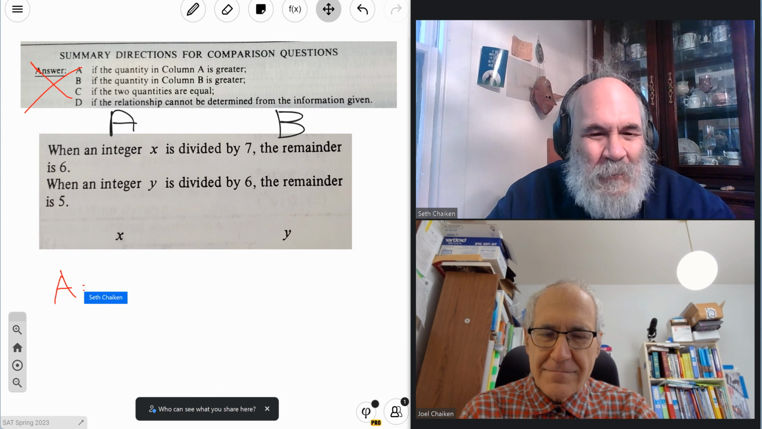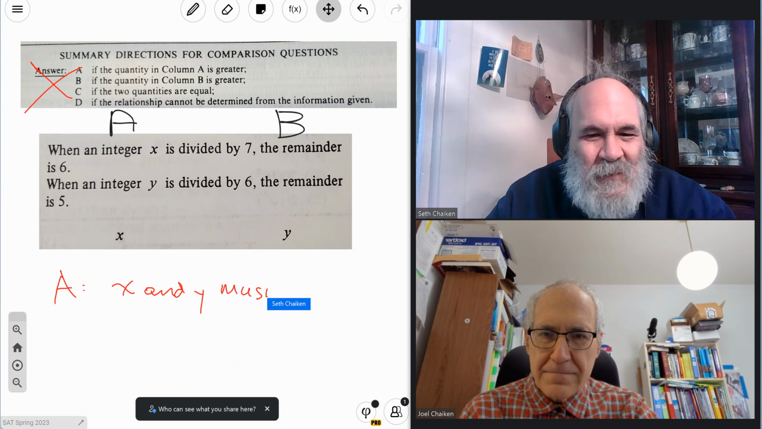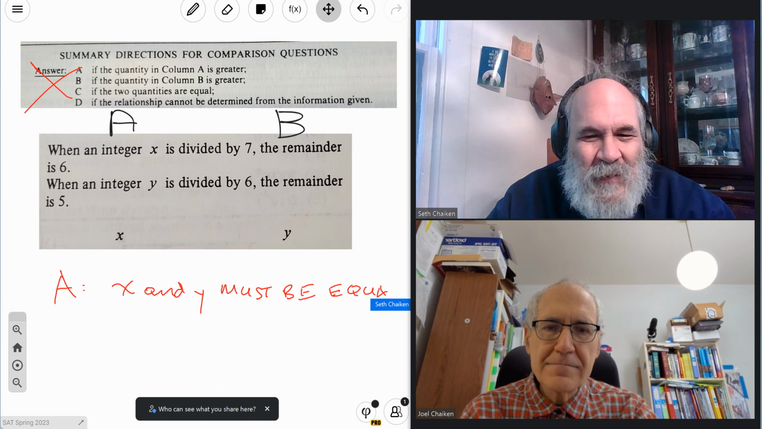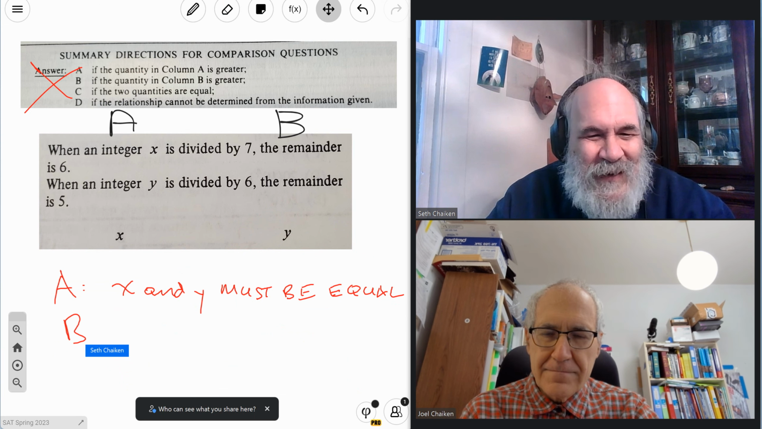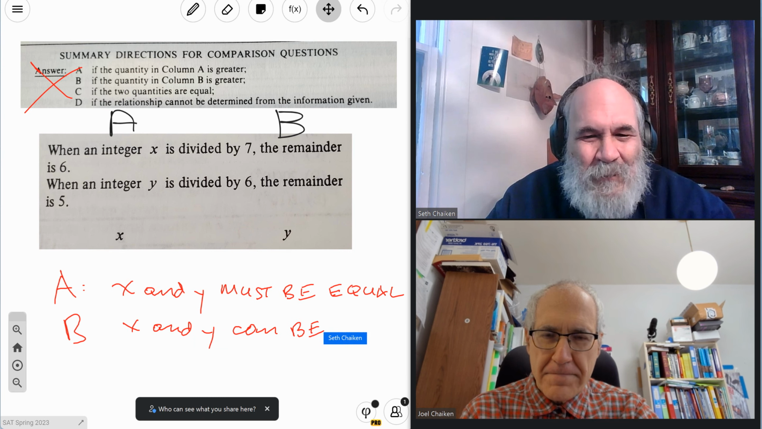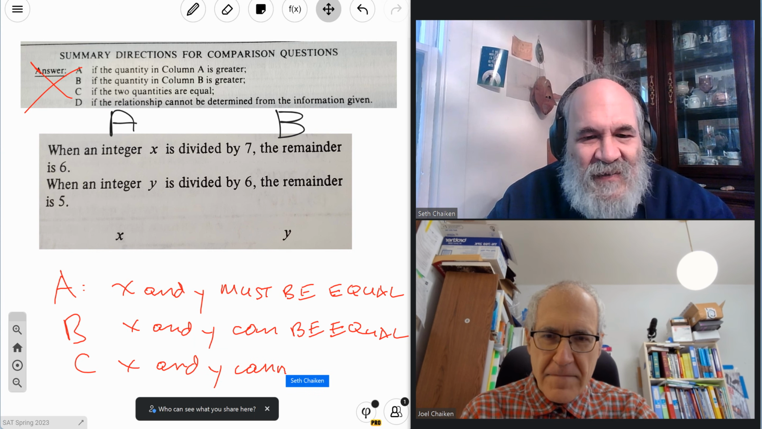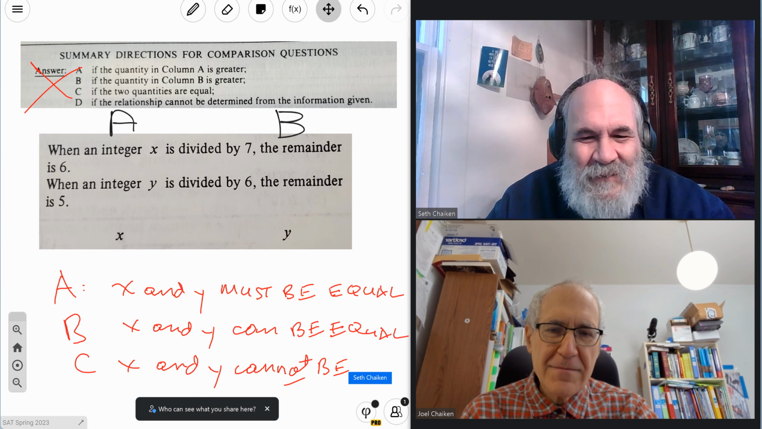A, X and Y must be equal. B, X and Y can be equal. And C, X and Y can never be equal.